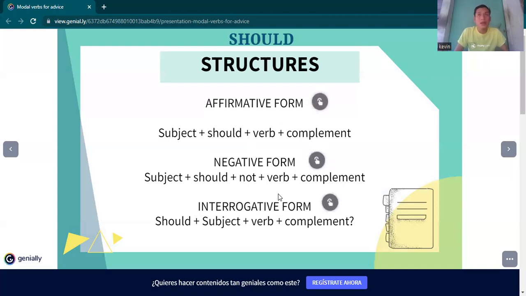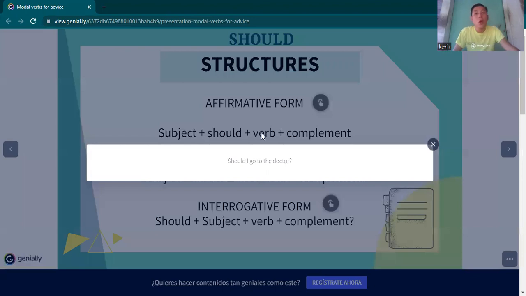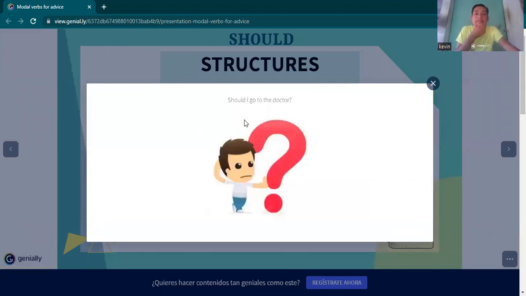Okay, now let's take a look at the interrogative form. This time, we are going to put should at the beginning of our sentence, then we are going to put the subject, then the verb, and at the end the complement. But please do not forget to add the question mark at the end of the sentence. So let's see an example. This person is asking us, should I go to the doctor? As you can see here, should is the modal verb, then we have the subject, which is I, then we have the verb go. To the doctor is acting as the complement, and at the end we have the question mark. Okay, that was great.